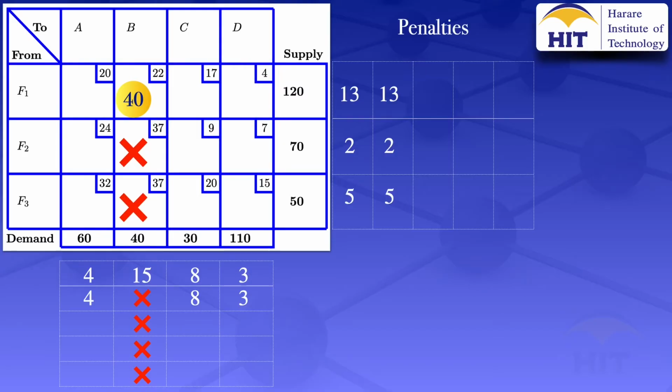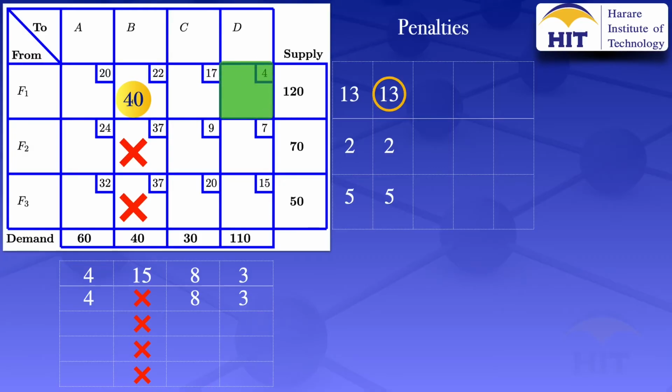So we now look for the row or column with the largest penalty. We see that the one with the largest penalty there is the one with the 13. So it's row number 1. So we look at row number 1 and look at the least cost in that row. The least cost is a 4, so we have to allocate in this cell.